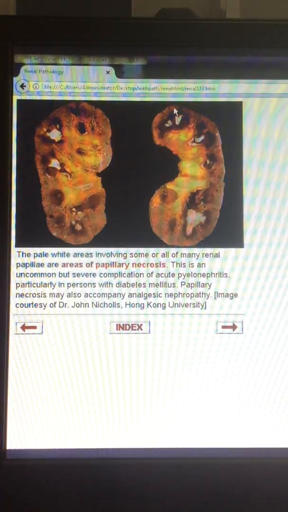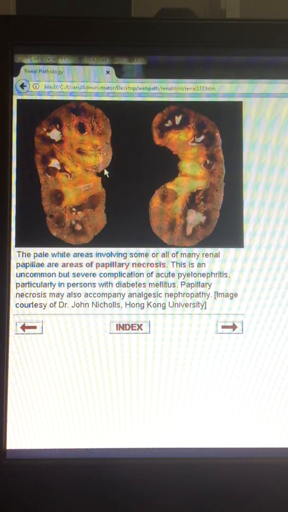Gross description of kidney, as you can see, cut in half into two. Here are the abnormalities. These whitish areas are the abnormal ones here. It's called papillary necrosis. If acute pyelonephritis goes untreated, the patient will have a severe complication called papillary necrosis.